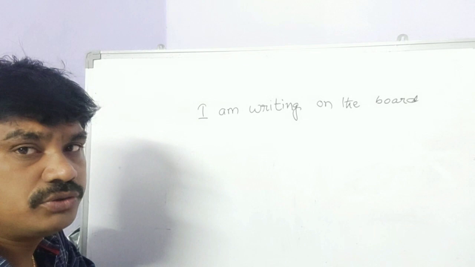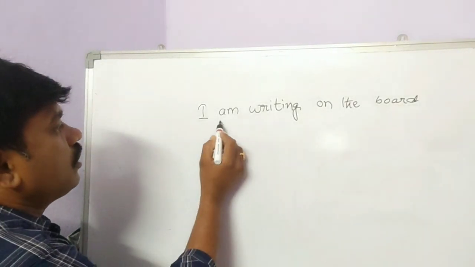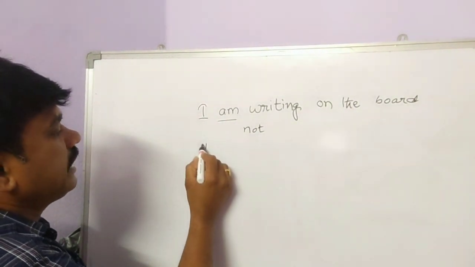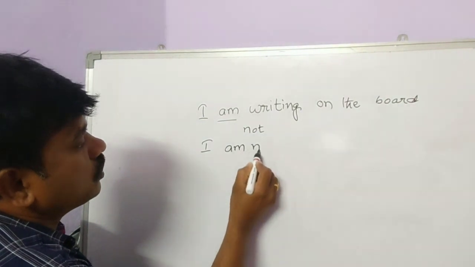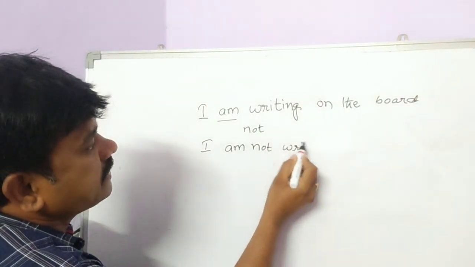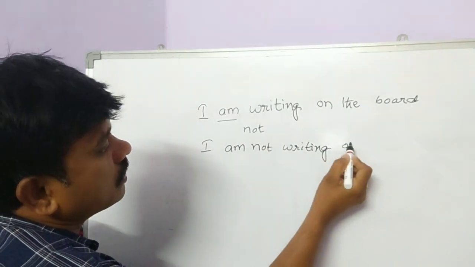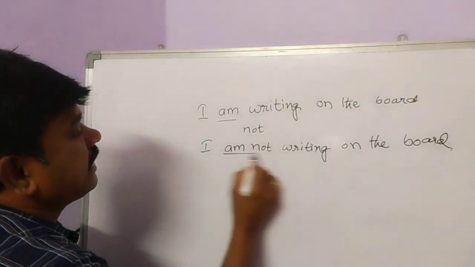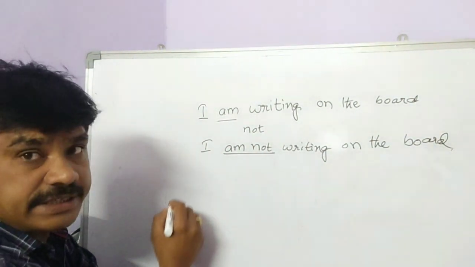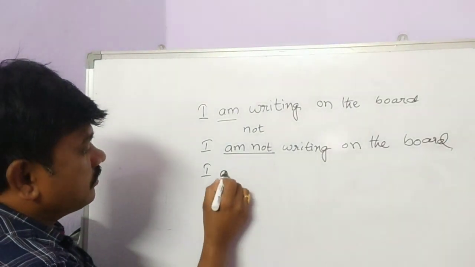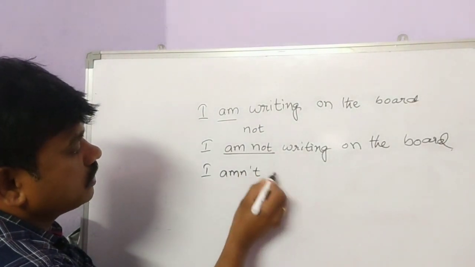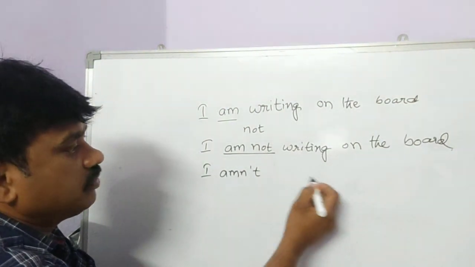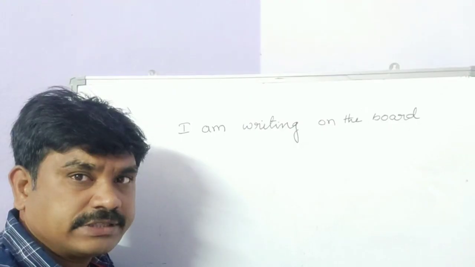It's very simple to change a sentence into negative. After the helping verb, we have to add not. Now we can write it: I am not writing on the board. Simple. We can also write it in contracted form: I'm not writing on the board. The remaining words stay the same.